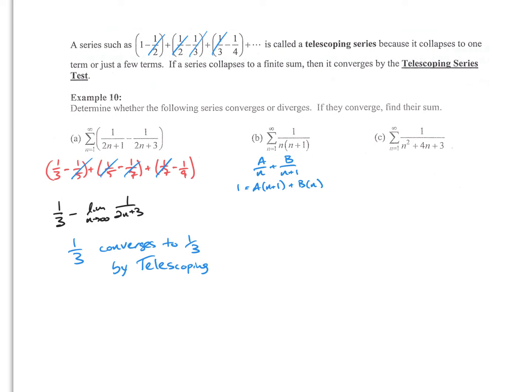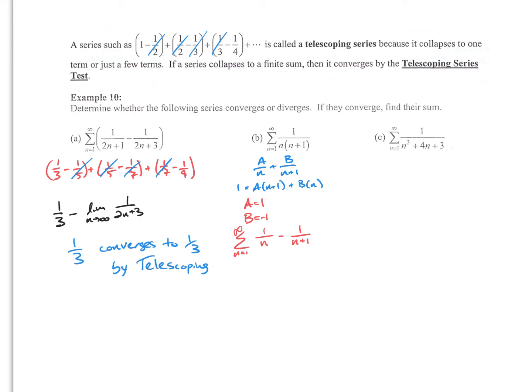So what does A equal? A equals 1. And now I'm going to substitute in negative 1. That cancels out my A. So what's my B equal? Love it. All right. And then we're going to back substitute. So now my summation, I end up having 1 over n and then minus 1 over n plus 1.